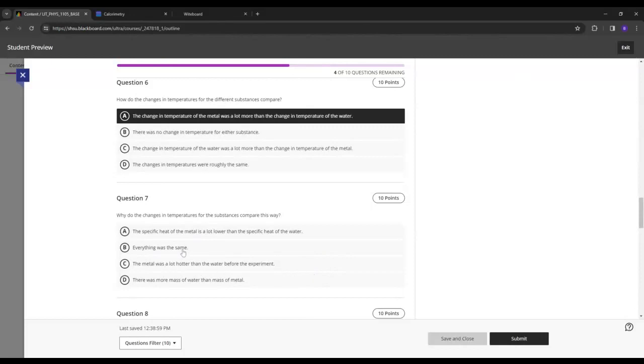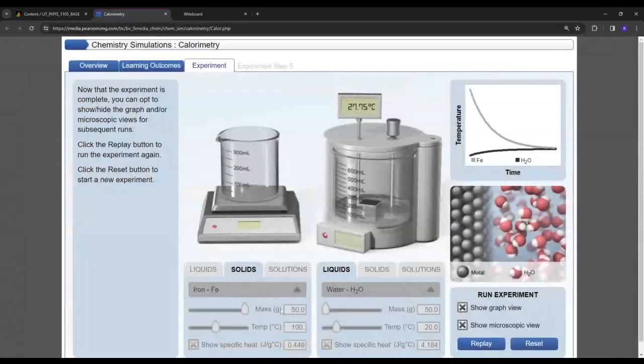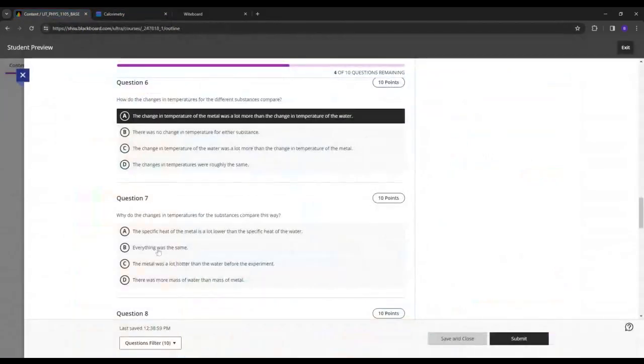Everything was the same. Well, definitely not true. We had 50 grams of each, so the mass was the same, but the temperatures are different, the substances were different, so yeah, B is wrong. The metal was a lot hotter than the water before the experiment. Okay, that's the other thing that's true.